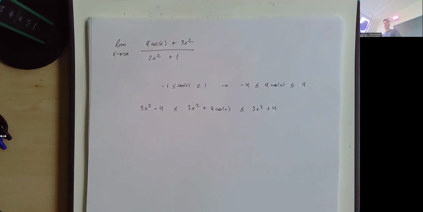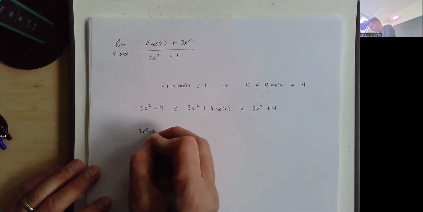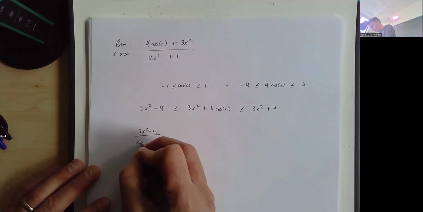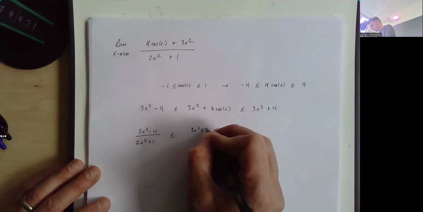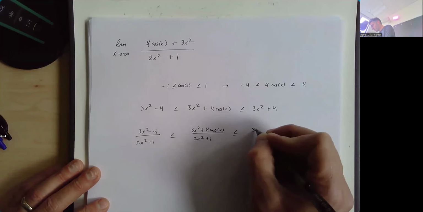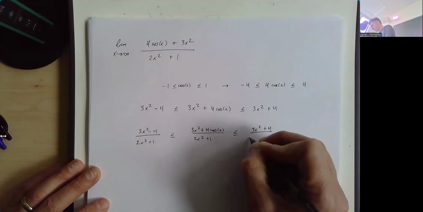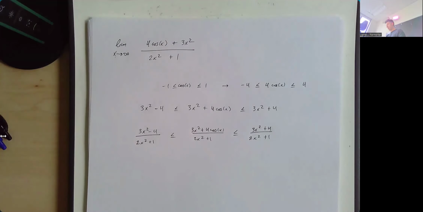And then I probably wouldn't actually write another line. I'd probably just divide each thing by the denominator. But if I can write one more line, I'm going to have (3x squared minus 4) divided by (2x squared plus 1) less than or equal to (3x squared plus 4 cosine of x) divided by (2x squared plus 1) less than or equal to (3x squared plus 4) divided by (2x squared plus 1). And then we can take the limit of the outer parts.